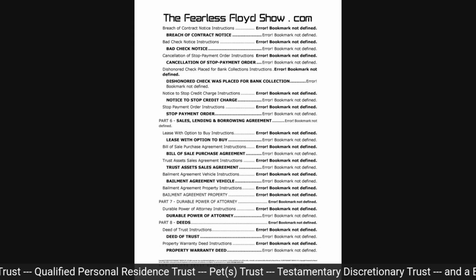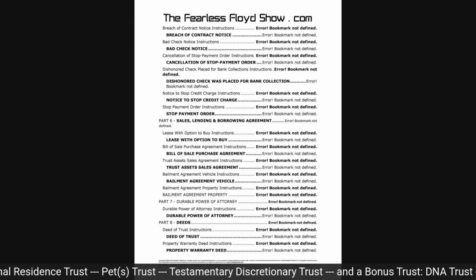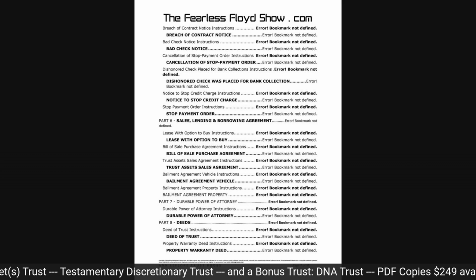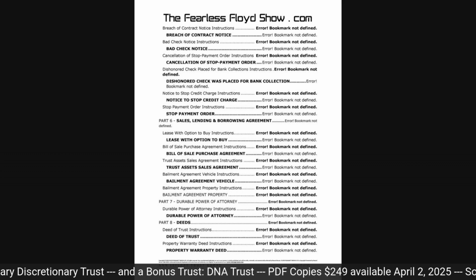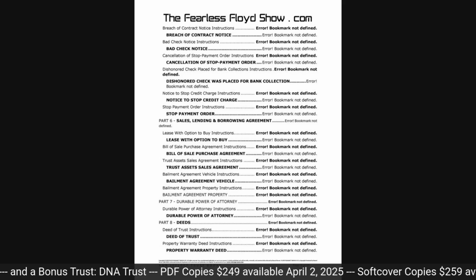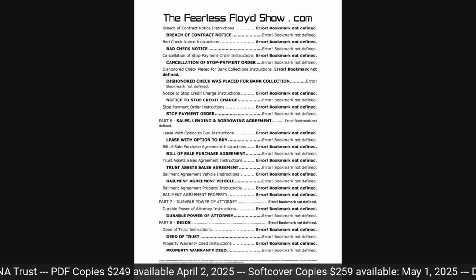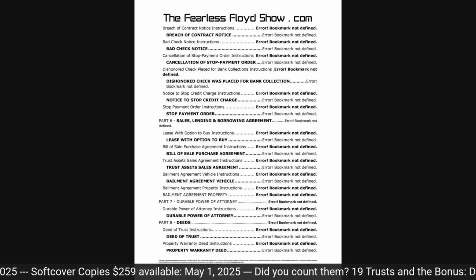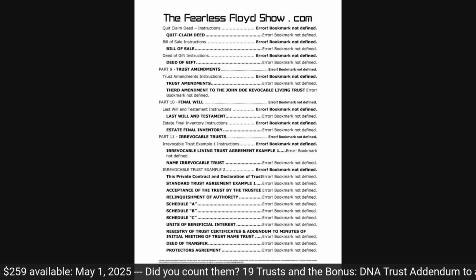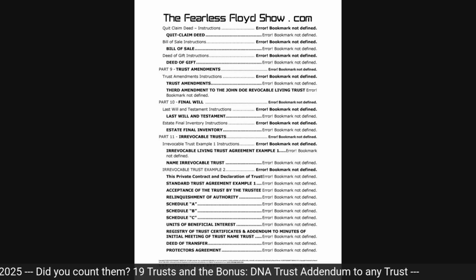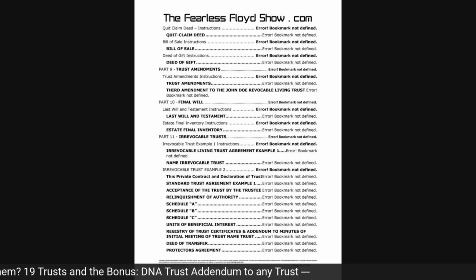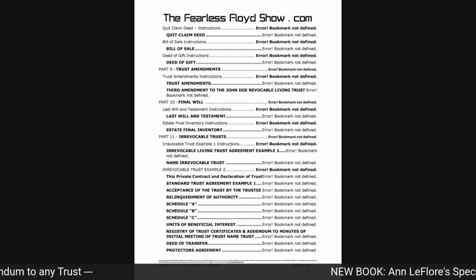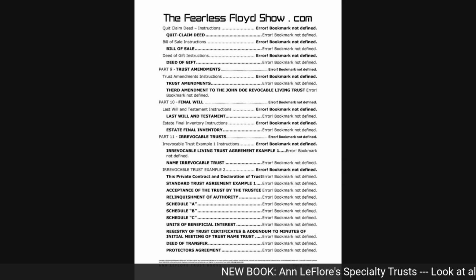Part 6, sales, lending, and borrowing agreement. Lease with option to buy, bill of sale purchase agreement, trust asset sale agreement, bailment agreement, vehicle. Part 7, durable power of attorney. Part 8 is on deeds: deeds of trust, property warranty deed, quitclaim deed, bill of sale, deed of gift. Part 9, trust amendments: Third Amendment to the John Doe Revocable Living Trust. Part 10, final will: last will and testament, estate final inventory.